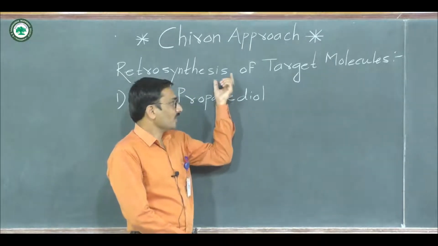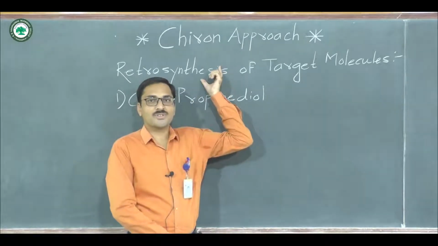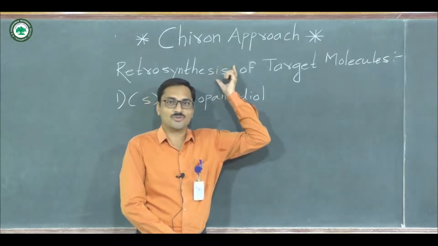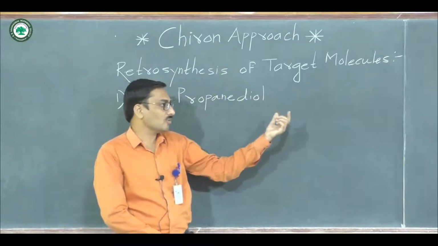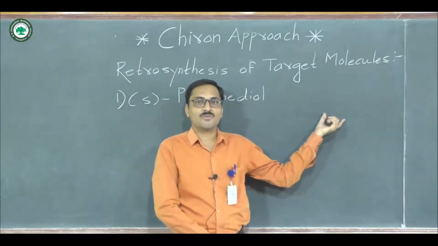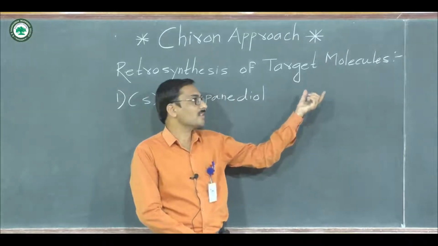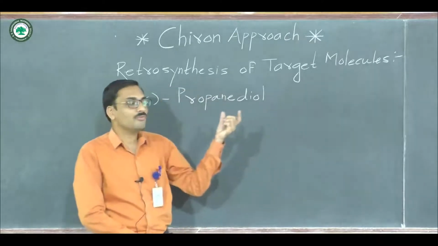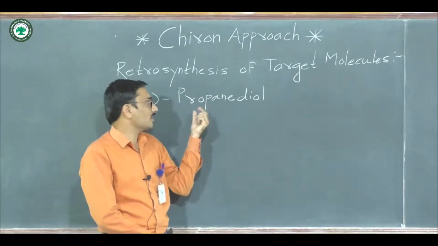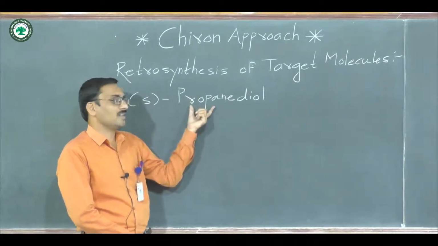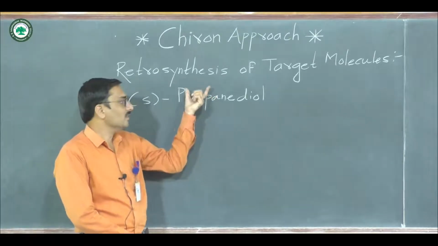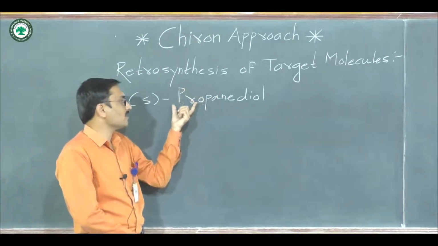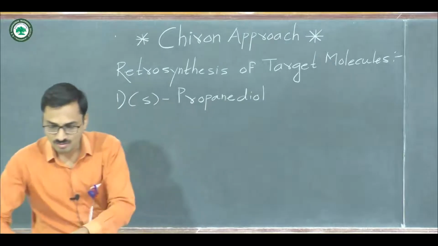In retrosynthesis, we use the disconnection approach. We arrive at the starting material from which we can synthesize the given target molecule. Now, we will begin with the first molecule, that is S-propanediol. Here we will see the retrosynthesis of this S-propanediol molecule.